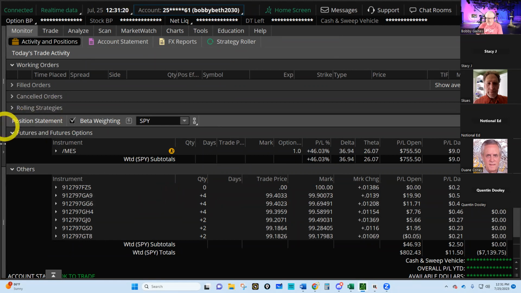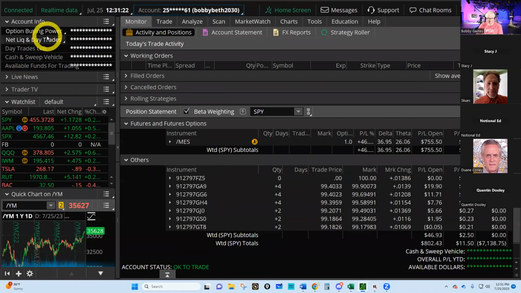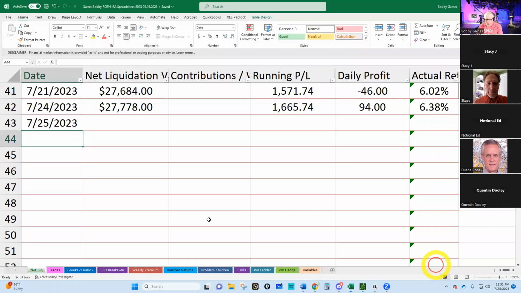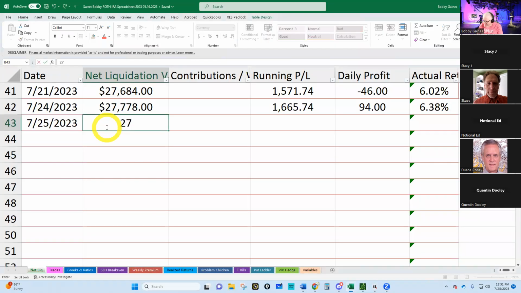All right, what were we doing with this account? Let's see how our little, this is our grow a $25,000 account: 27,818. Y'all, daddy is making money. 27,818. Look at this, 27,818. So fire it up, Rico.